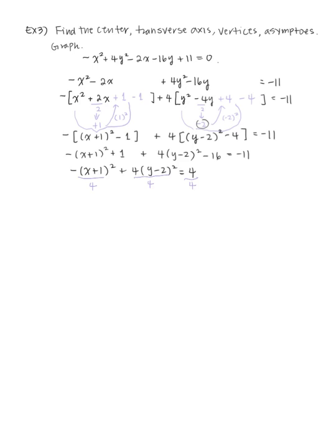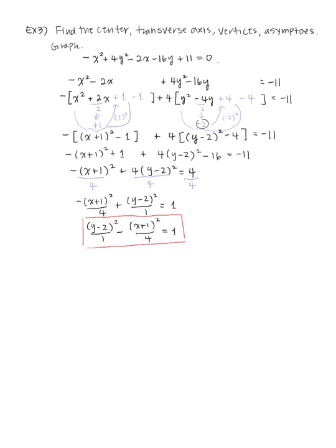Okay, so then what do we get? We get negative (x+1)^2 over 4 plus (y-2)^2 over 1, I guess, equals 1. But let me just put the minus sign in the middle of the equation. So here what we're going to get is (y-2)^2 over 1 minus (x+1)^2 over 4 equals 1. All right, so here is our equation of the hyperbola.